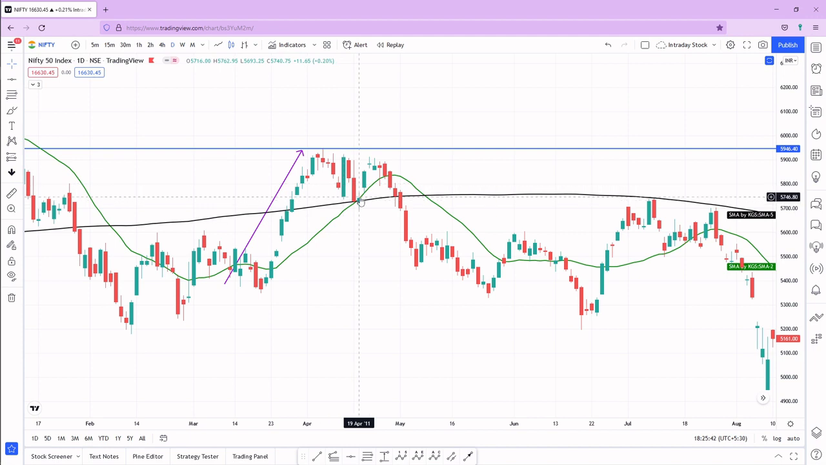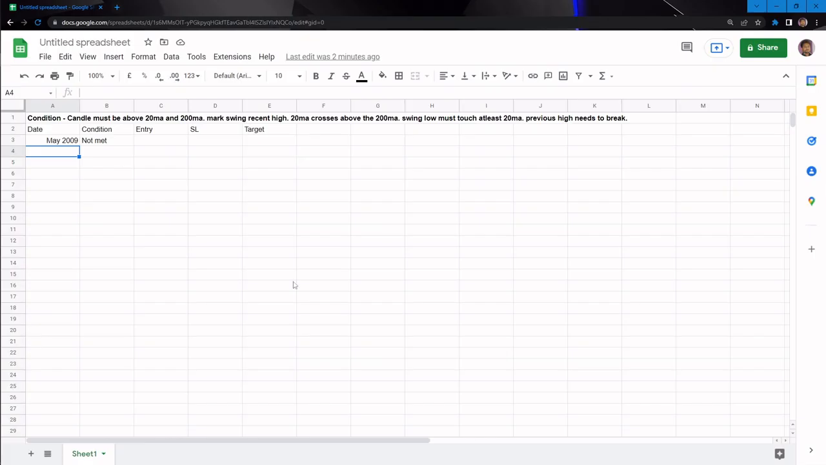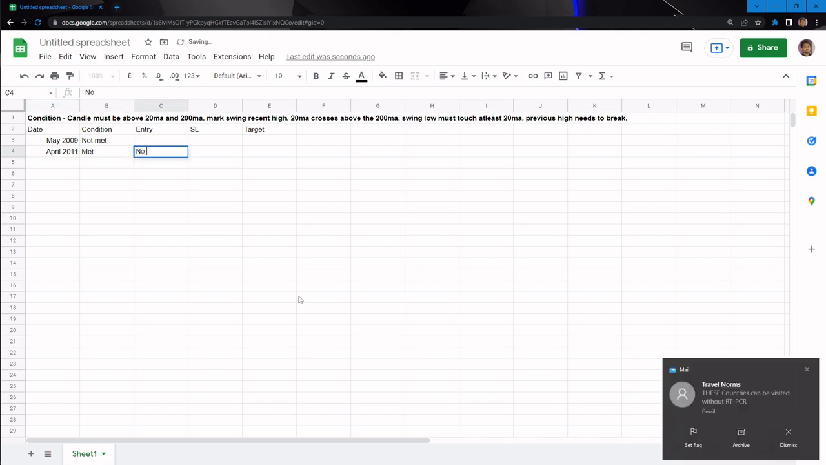After that, the swing low should touch the 20 SMA. Yes, the swing low has touched the 20 SMA. Now what's the entry criteria? This high, if it is broken, then you can enter. But has the high broken or not? No. Here, this is during April 2011.